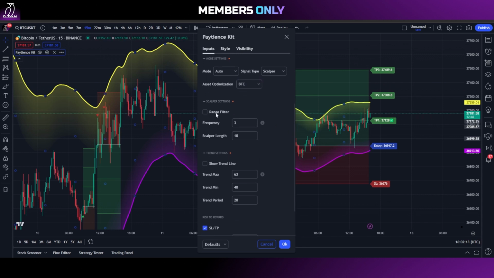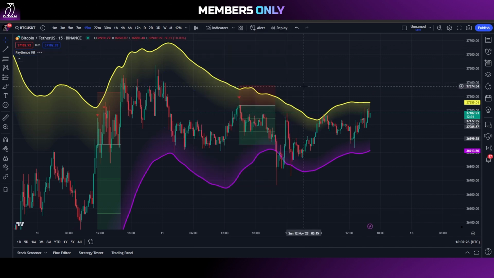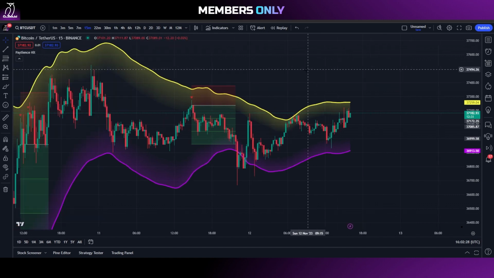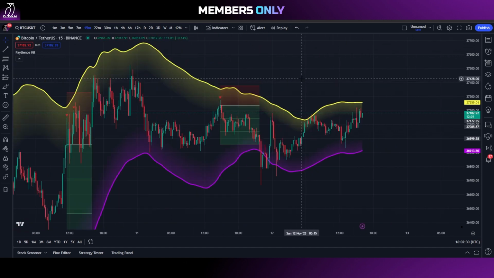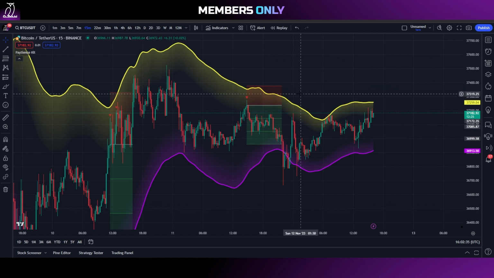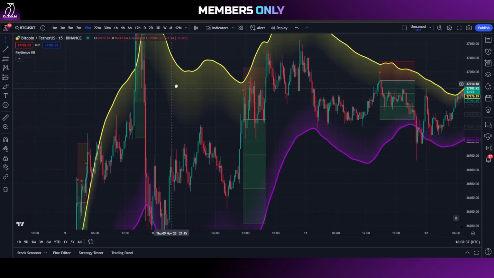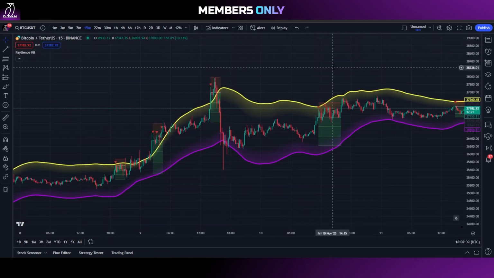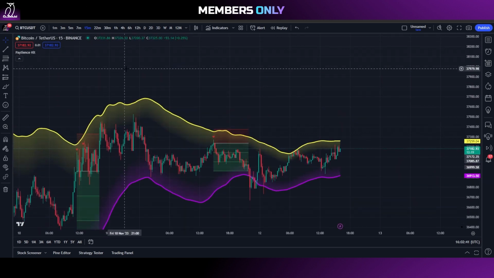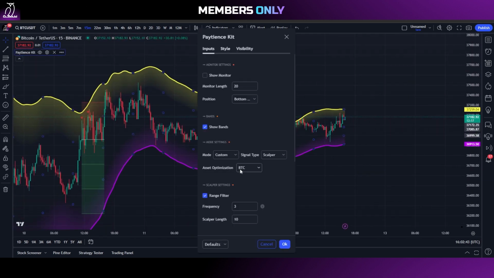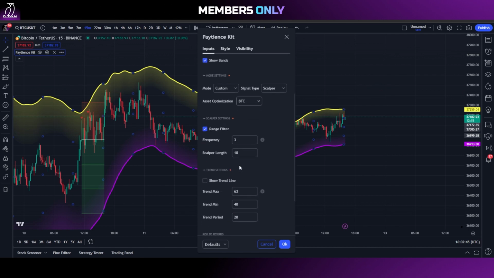Now, let's move down to the scalper settings. So let's turn our scalper onto custom. Here, we're on the Bitcoin 15-minute chart, as I've said. The range filter will basically make sure that the signals are highly filtered, and this makes them more definite. So if you don't want to be high risk with your trading, this will filter out the higher risk trades for you. And this works very well on the trend setting.